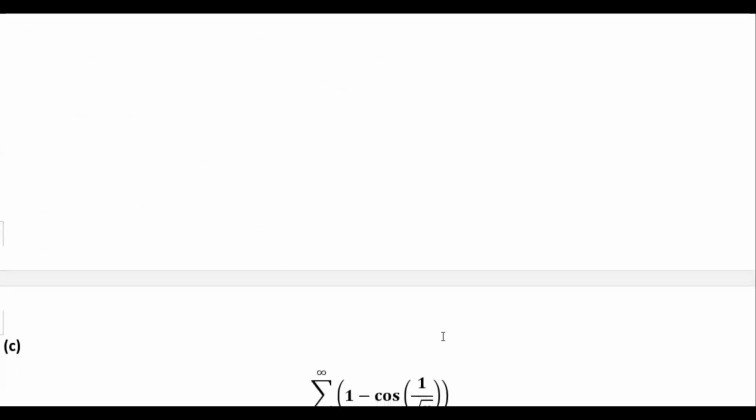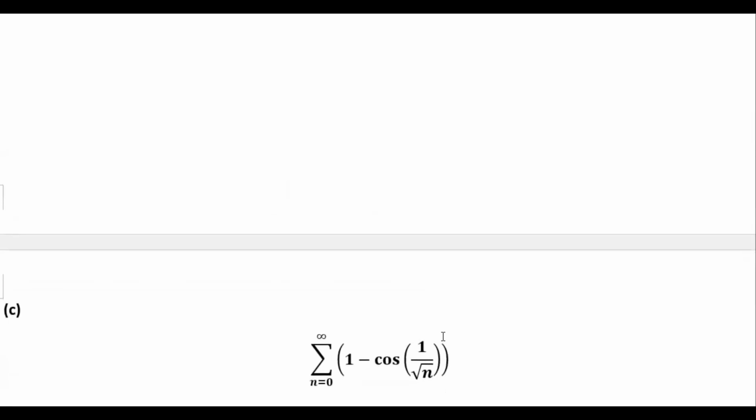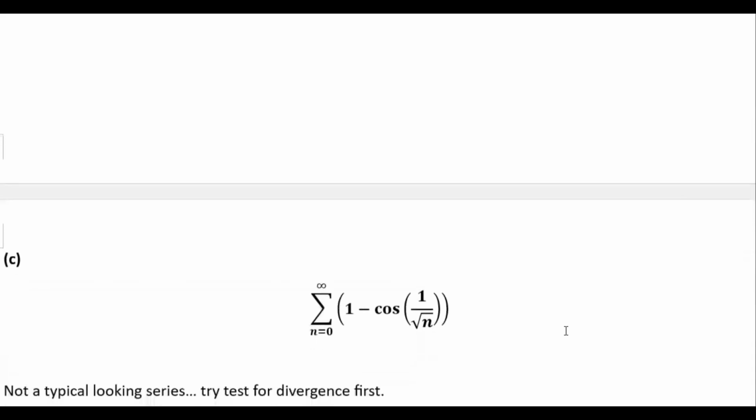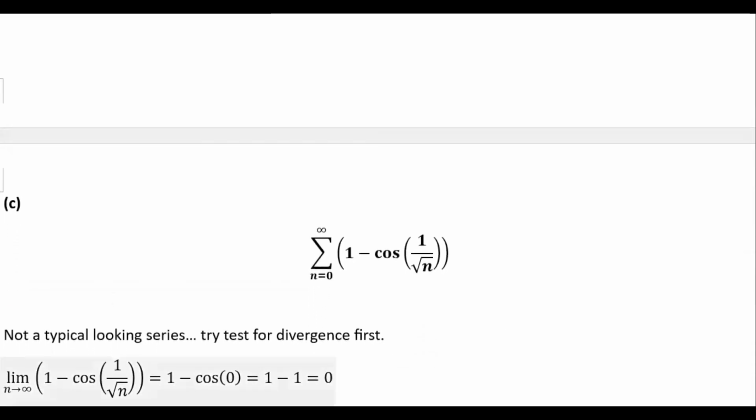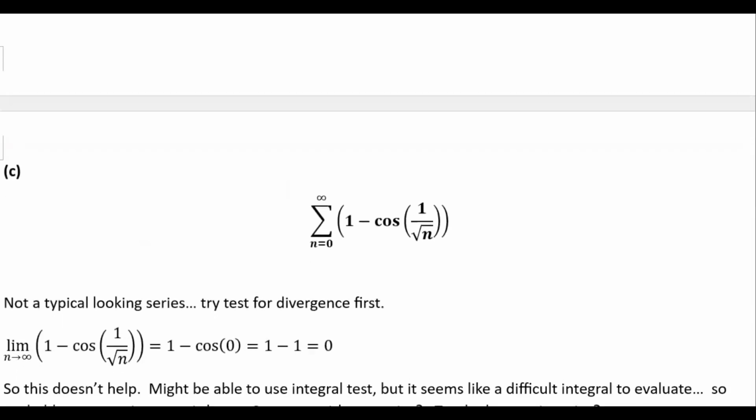Now the last one, this guy. 1 minus cosine of 1 over square root of n. Does this converge? Does this diverge? Well, first of all, this is a not unfamiliar series, at least for me. So I'm going to, of course, try to test for divergence first. Maybe it'll help us. Actually, it doesn't. We take the limit as n goes to infinity, it's 0. So the test for divergence doesn't help us here.